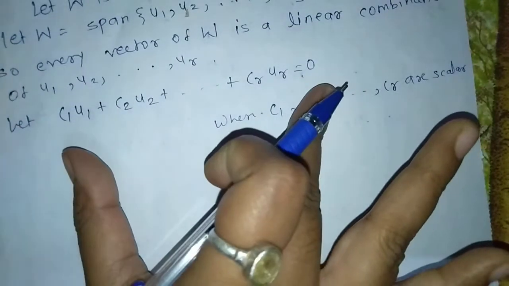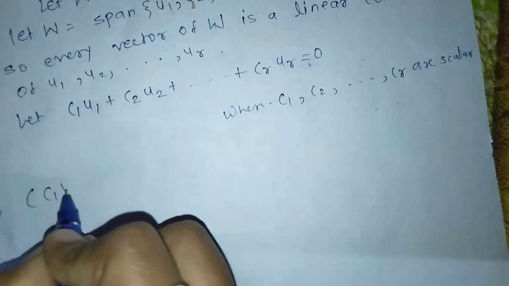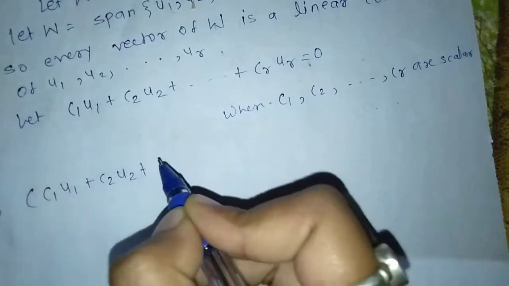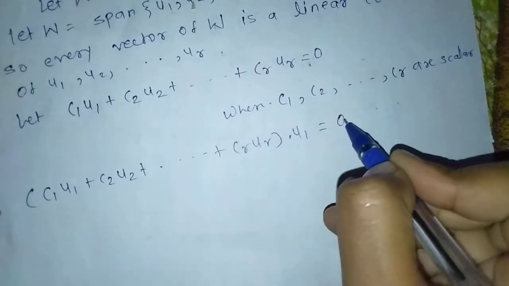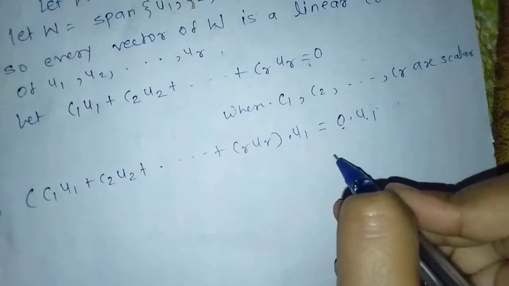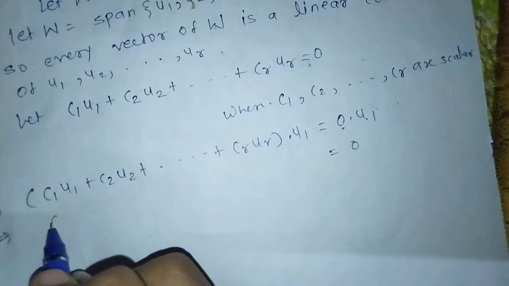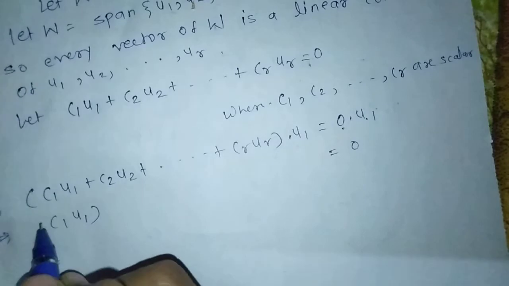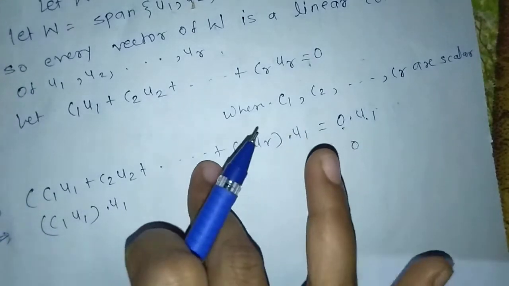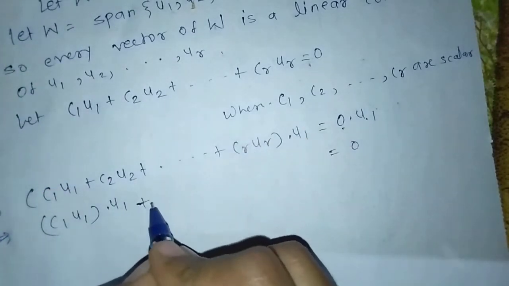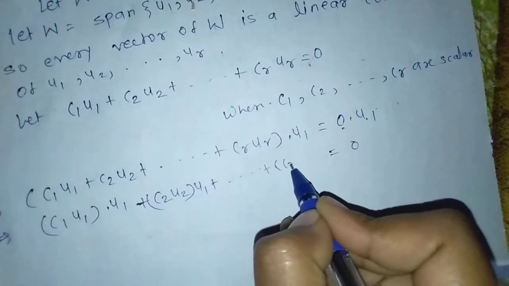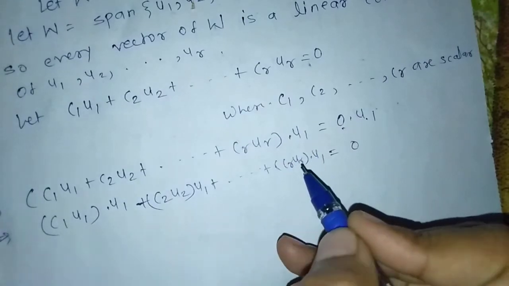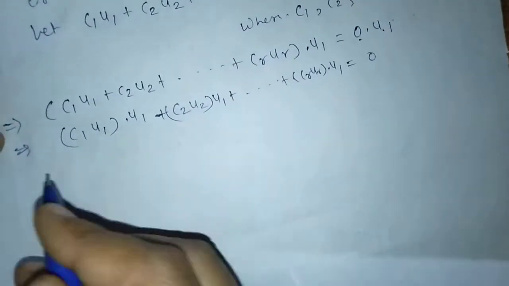Now multiply U1 on both sides of this equation. C1 U1 plus C2 U2 plus and so on plus CR UR, dot U1, is equal to 0 into U1. 0 into U1 means 0, and on the left hand side, multiplying U1 with the whole bracket, we get C1 U1 dot U1 plus C2 U2 dot U1 plus and so on plus CR UR dot U1. Dot product means inner product.